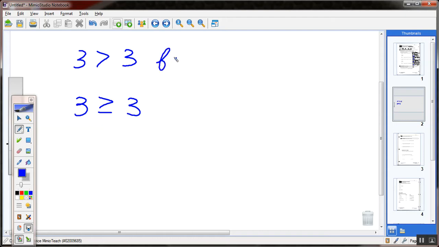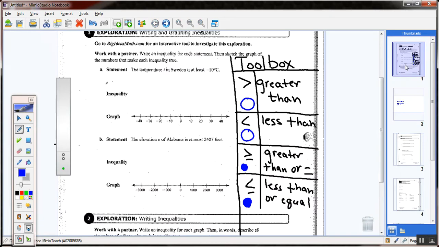Up here you said false. 3 is not greater than 3. It's actually equal to 3. So this part right here, that makes this part true. Okay, let's see if we can figure out what's going on here. Let's look at example 1 here to start.